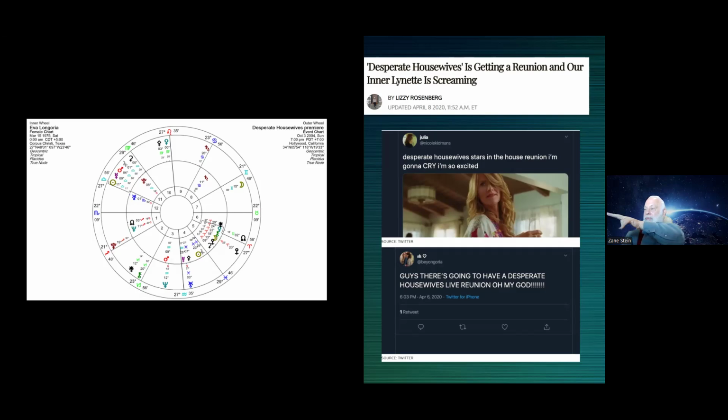There was a story just about the reunion. "Desperate Housewives is getting a reunion, and our inner Lynette is screaming." And these 2 quotes from Twitter. "Desperate Housewives stars in the house reunion. I'm going to cry. I'm so excited." Remember, this is 8 years after the show went off the air. "And guys, there's going to be a Desperate Housewives live reunion. Oh my God."